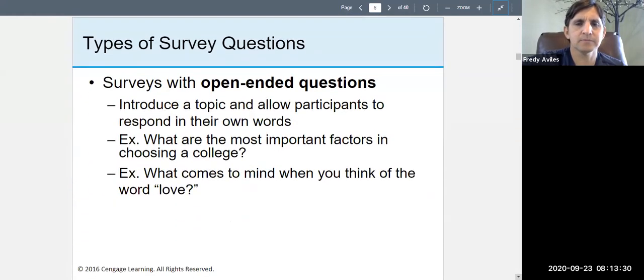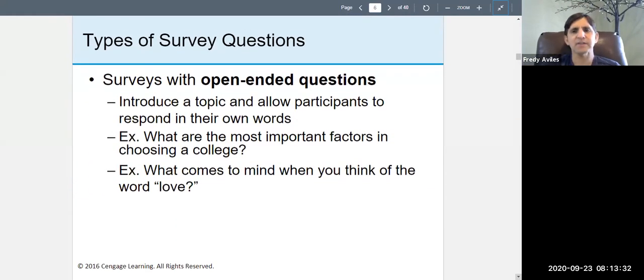Okay, so what kind of questions can you have in a survey, okay? Well, one type of question that you can have in a survey is an open-ended question, okay? These are questions basically that just ask something, and participants can write whatever they want. You give them a space to write something. So they introduce a topic and allow participants to respond in their own words, okay? Like, for example, what are the most important factors in choosing a college?